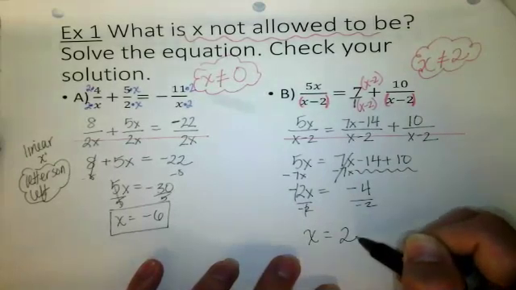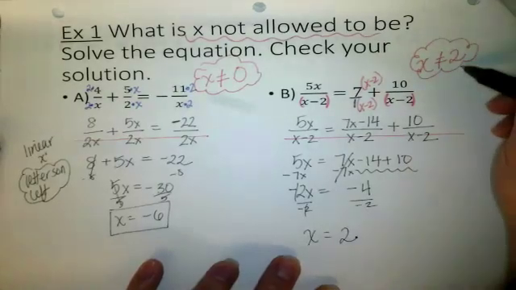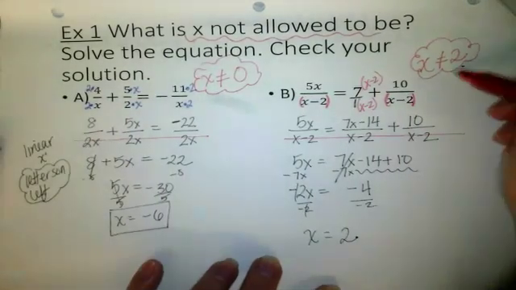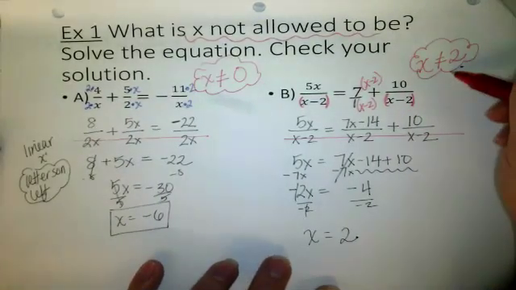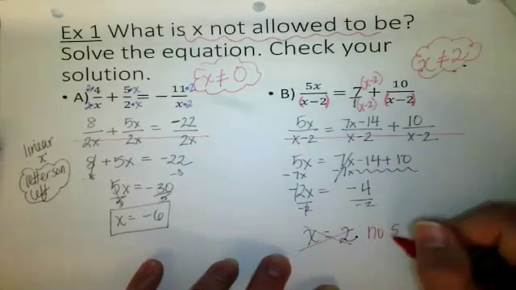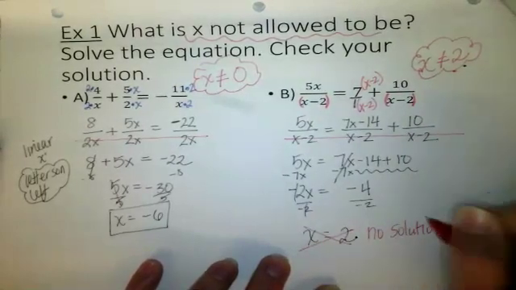Huh. Why are you hesitating? It's not supposed to be 2 right off the bat. Yes, this is because we already knew x was not allowed to be 2 from the beginning. This is what we call a false solution. So we would write no solution. It's not allowed to be 2.